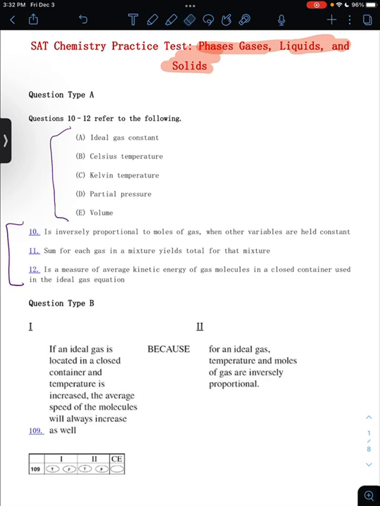So I know they have the answers on here online, but I do find it helps if you have somebody kind of talking you through it instead of just reading it. So for the first question, number 10, it says it's inversely proportional with moles of a gas. So that means when something goes up, the other one goes down. That means inversely proportional.